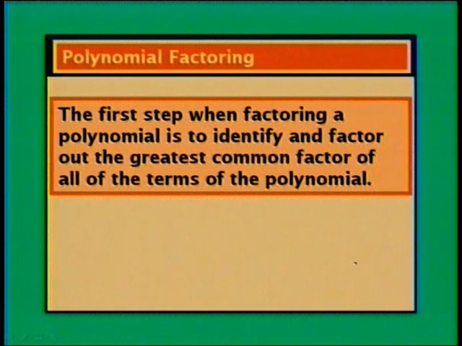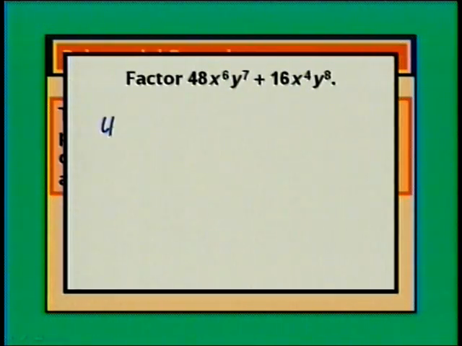Then we moved on and started talking about factoring. The first step when factoring a polynomial is to identify and factor out the greatest common factor of all of the terms of the polynomial. So for example, suppose I had 48x to the 6th, y to the 7th, plus 16x to the 4th, y to the 8th. Well, when I'm identifying the greatest common factor, I have to consider the coefficient, the x, and the y separately.